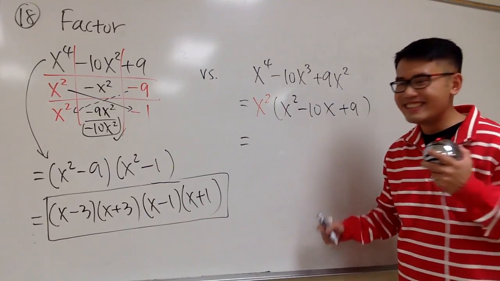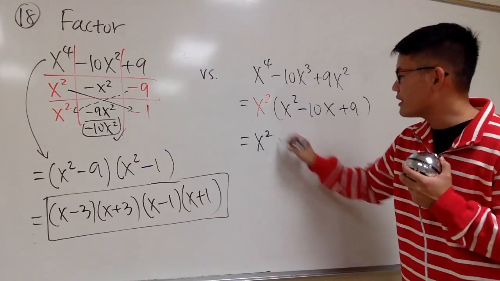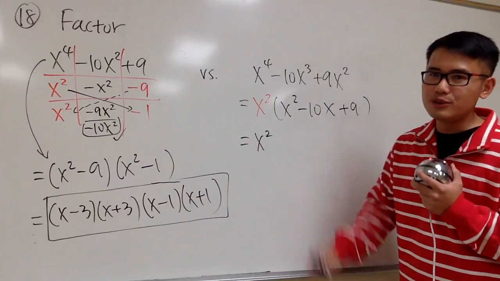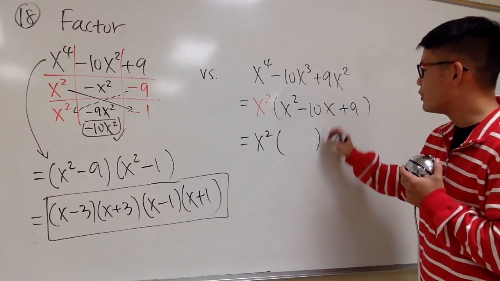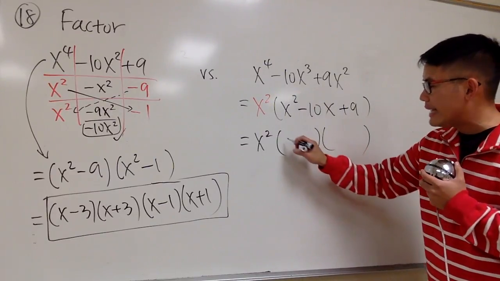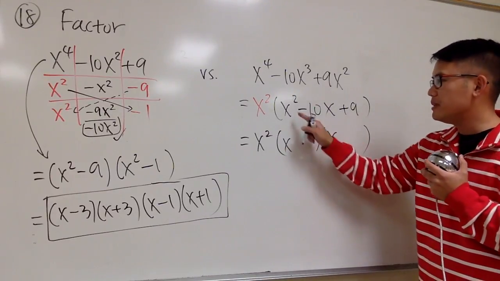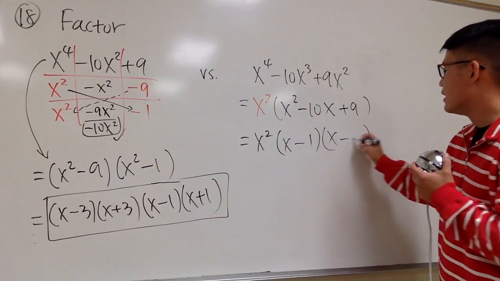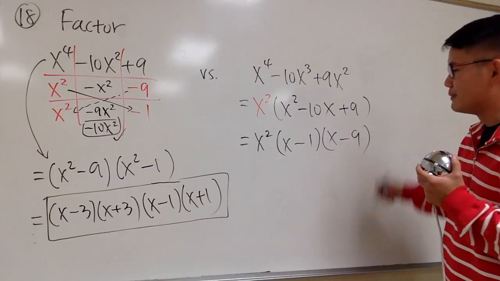And now what? We still have this x squared in the front, but then this, we can factor it, right? This is the easy situation. And I'm just going to open 2 parentheses. I know I need to have x and x to give me x squared. And then for the 9, you know the deal. It's negative 1, negative 3. Negative 9, I mean.